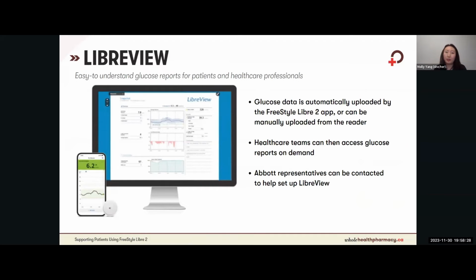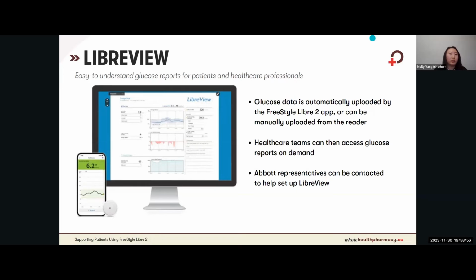So the last platform that we'll go into is Libre View. Now, I just want to preface this by saying that this platform is for healthcare professionals, and pharmacists can benefit a lot, especially if your practice is focused on diabetes and you want to transform your diabetes clinics. You want to transform the way that you support diabetes patients. You may want to look into this app.